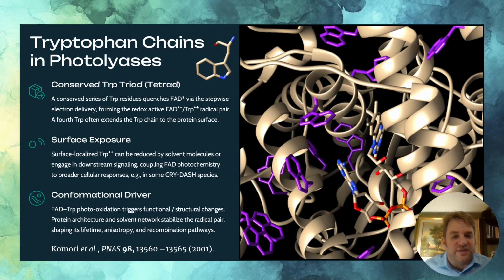And this is very interesting because it could couple FAD photochemistry to broader cellular responses, for example, in some cryptochrome-dash species, which has also been shown to demonstrate photolyase-like DNA repair. And so also, finally, flavin tryptophan photooxidation can trigger functional and structural changes in the enzyme. So the protein architecture and the solvent network stabilize the radical pair, shaping its lifetime, anisotropy, and even its recombination pathways in a highly intricate kind of quantum control mechanism.